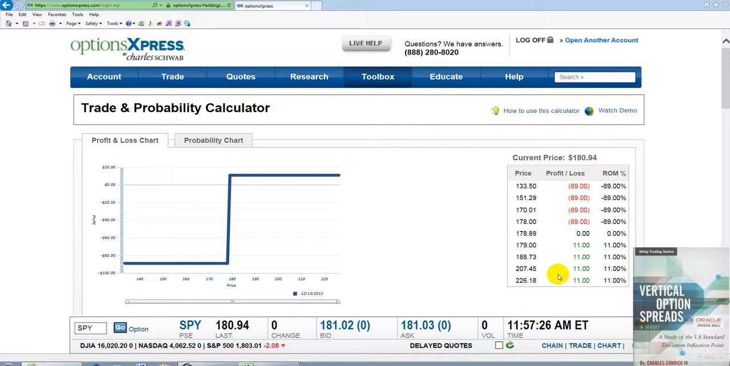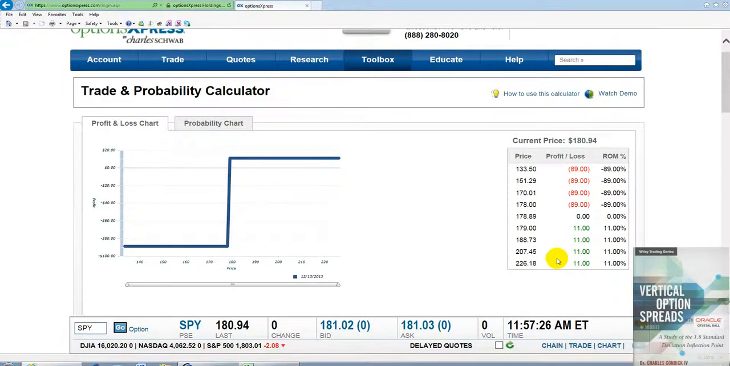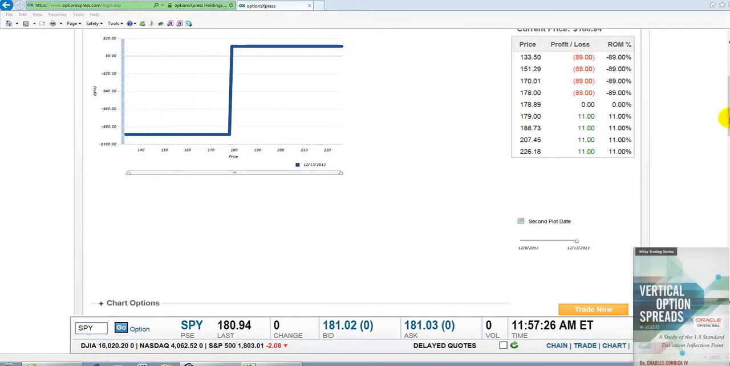So the maximum gain is 11 cents, so 11% on $100. Maximum loss is $89. Now, at first glance, you might say, well, that stinks. I don't want to make a trade like that. Well, it depends. It depends on the probability of what the trade will bring us. So don't just dismiss a trade like this out of hand. Now, obviously, if we move up closer, in fact, let's go down, we can go down to the bottom right.